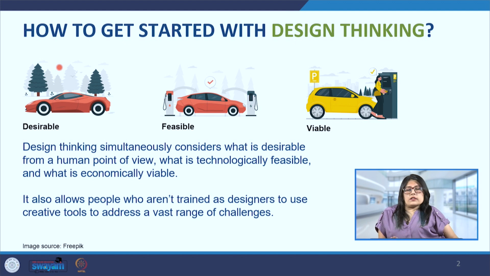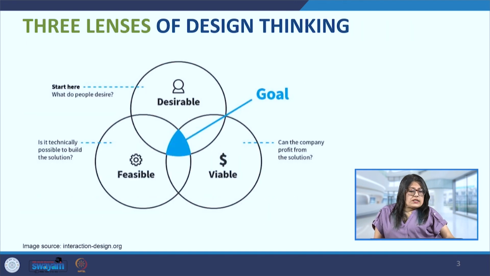So, it is, as we have discussed, it is used for solving some complex problems. Now, it is not just a method which can be useful for designers, but people who are not from the background of design, they can also apply these principles and the whole process for solving certain problems and different challenges that people face. So, we have seen these three lenses of design thinking, and where the three meet, that is the sweet spot, that is the goal that we want to achieve. So, by tweaking all our three aspects, desirability, feasibility, and viability, we get that goal which is better suited, like we discussed, in a particular situation.